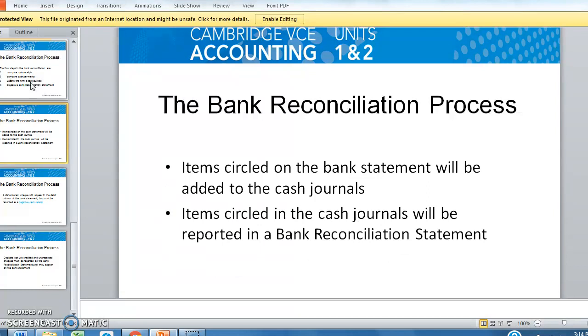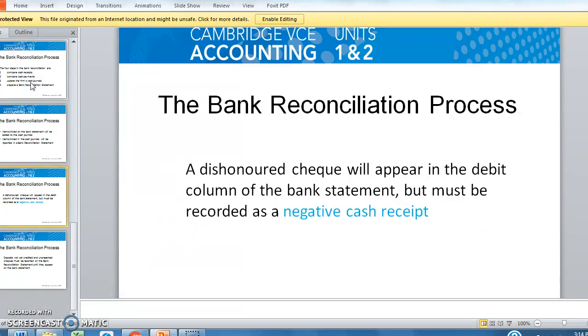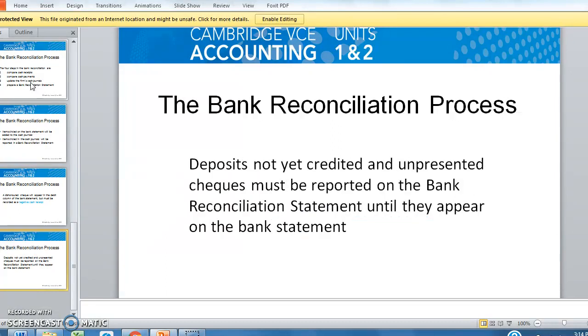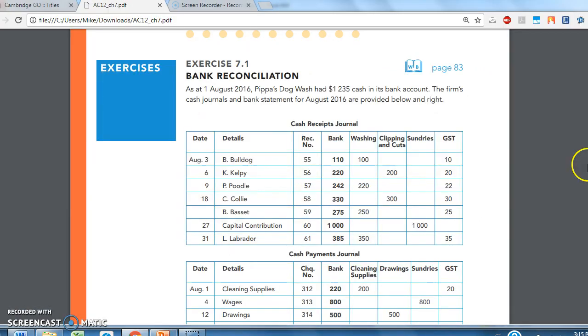So items circled in the bank statement will be added to the cash journals. Items circled in the cash journals will be reported in a bank rec statement. So a dishonored check will appear in the debit column of the bank statement, but must be recorded as a negative cash receipt. I will see what that means in a minute. Deposits not yet credited and unpresented checks must be reported on the bank reconciliation statement until they appear on the bank statement.